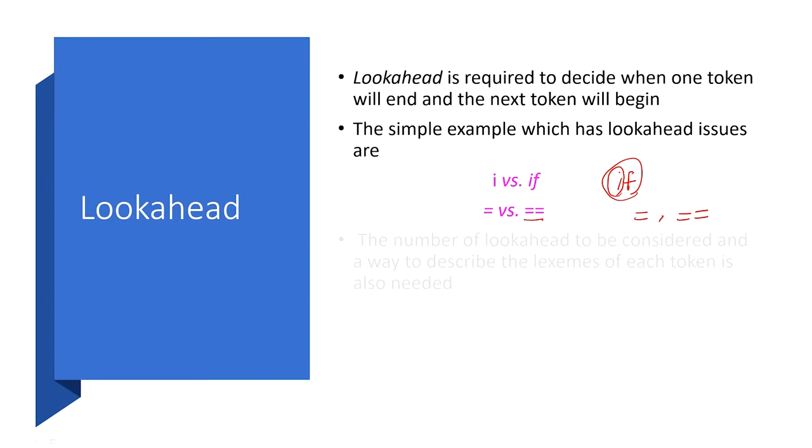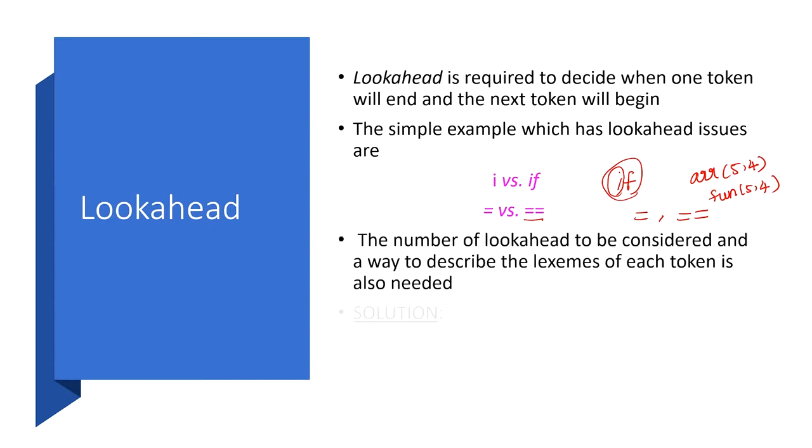And similarly, we have array 5, 4 and function 5, 4. So, both array reference syntax and function call syntax are similar. So, while forming tokens, the lexical analyzer will have an ambiguity, so which has to be considered. Hence, the number of look ahead to be considered and a way to describe the lexemes of each token is also needed. The only solution for it is regular expression. So regular expressions are one of the most popular ways of representing the tokens.